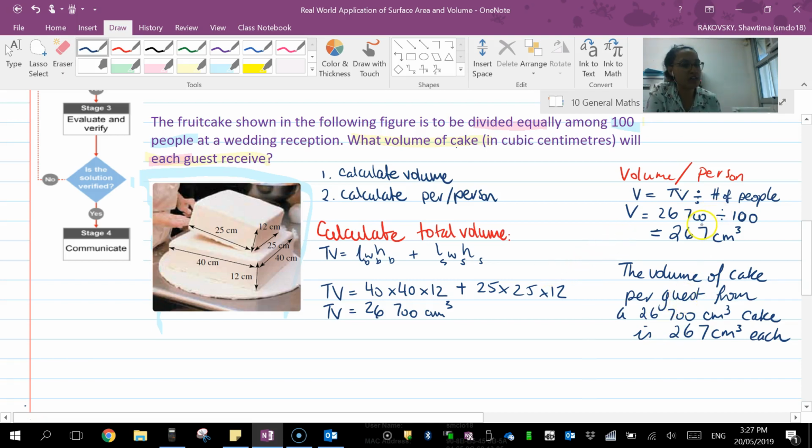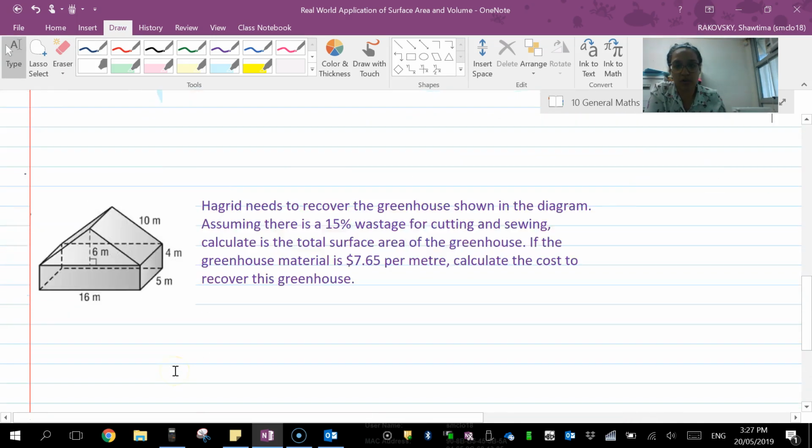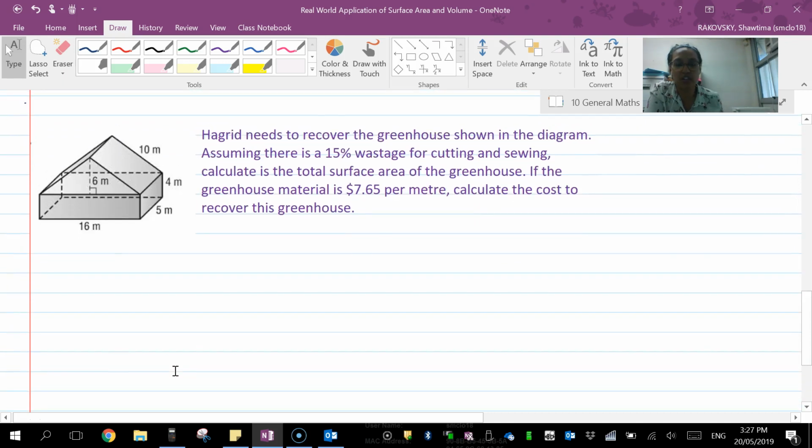The next one, so here we go. We've got a question here. Hagrid needs to recover the greenhouse shown in the diagram. So that's our stimulus there with some numbers. Assuming that there is 15% wastage for cutting and sewing, calculate the total surface area of the greenhouse. If the greenhouse material costs $7.65 per meter, calculate the cost to recover.